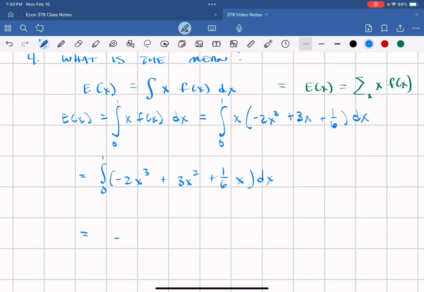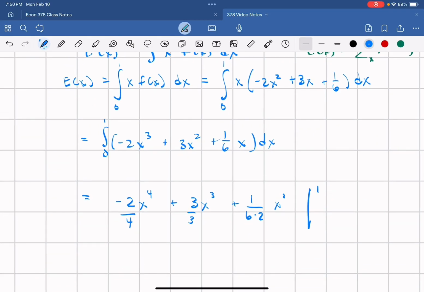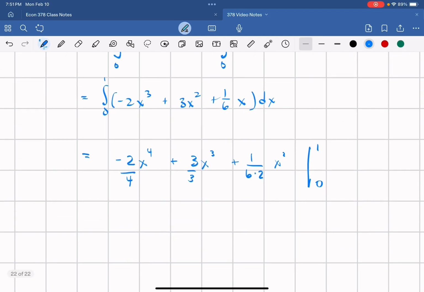So we're going to go negative 2x. We're going to add to the exponent and put that underneath. And then we're going to get 3x, add to the exponent, put that new exponent underneath, plus 1/6 x squared, and put that 2 underneath. And that's going to be evaluated from 0 to 1. Now you're saying, well, don't we need the constant? Well, we do, but we have a definite integral here, so we're going from 0 to 1. The constant will cancel itself out.